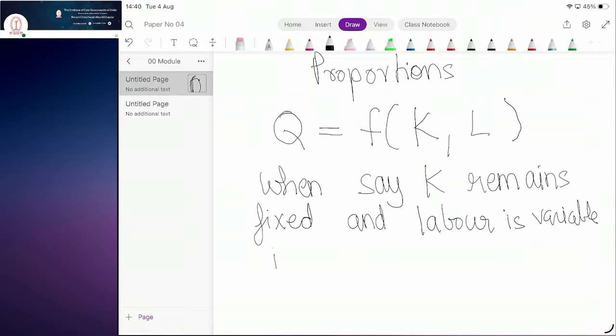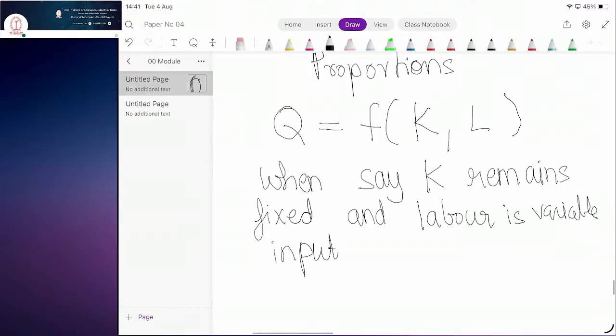In this production function, I can show that capital is remaining fixed by one notation, where I draw a horizontal line above K, which means capital remains fixed and labor is the variable input. Have you got this idea? Did you all get this?